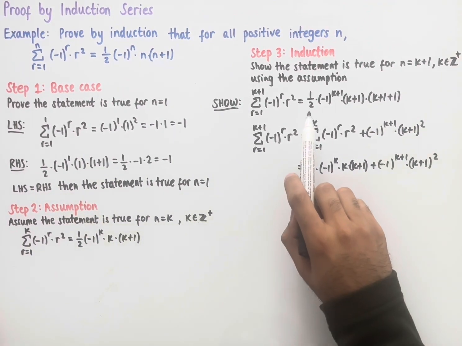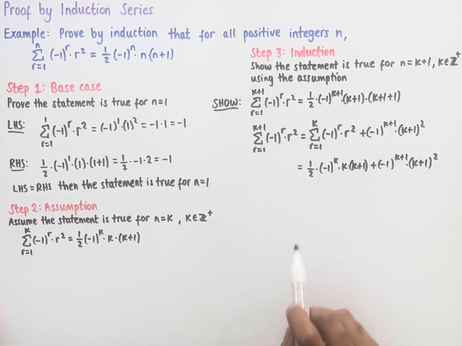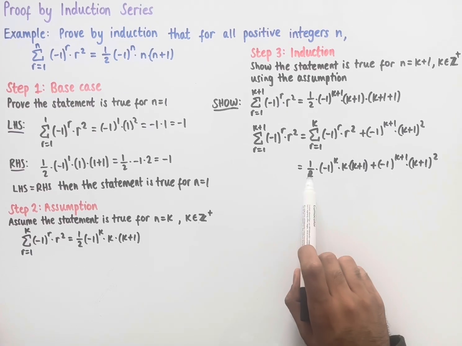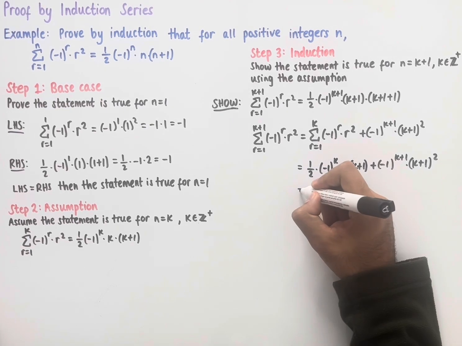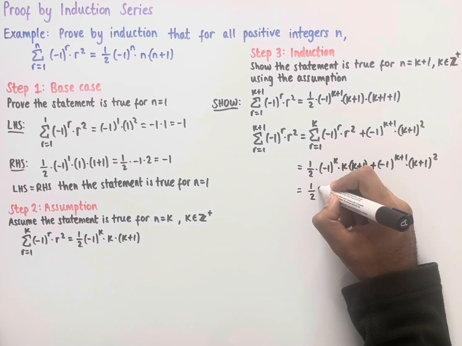Now we can see what we are trying to show has a half factorized out and a k plus 1 factorized out. From these two terms, they both have k plus 1 in common, and we can also factorize a half out. If we do that, by factorizing a half, we end up with a half, and then factorizing k plus 1 in brackets.